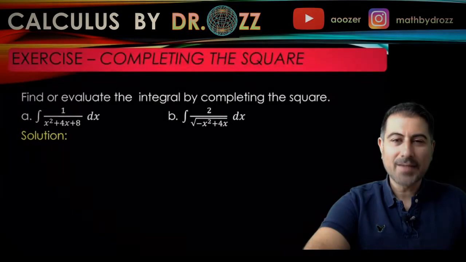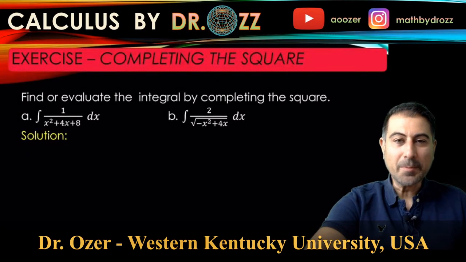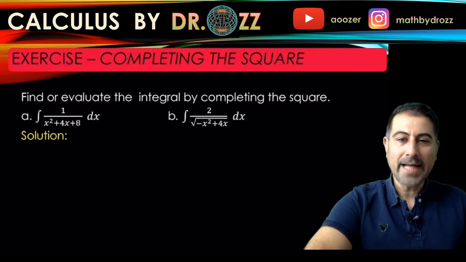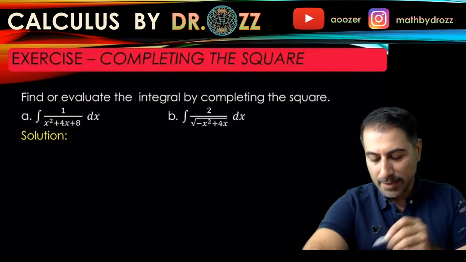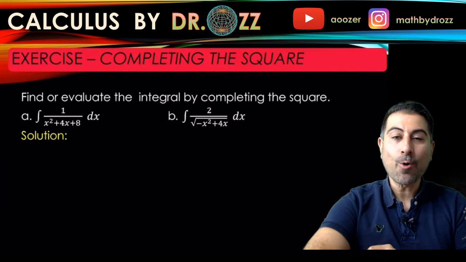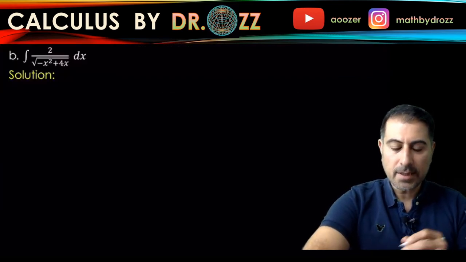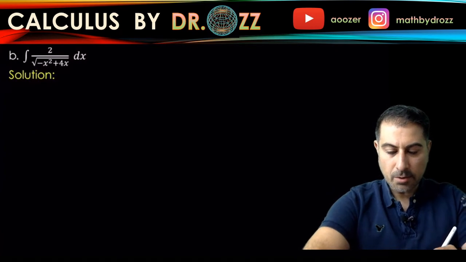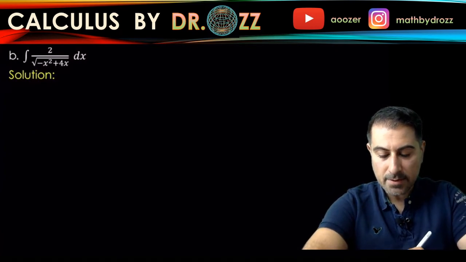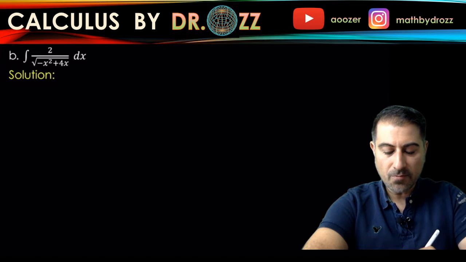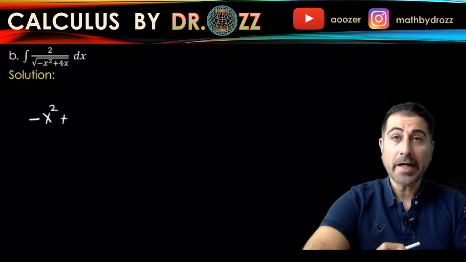All right, this is part B, another completing the square problem. So we have 2 over radical minus x squared plus 4x. So we have a quadratic in the bottom. Let's first tackle the quadratic here: minus x squared plus 4x. We're going to complete it to a square.